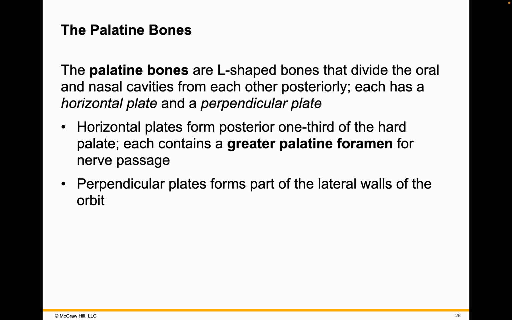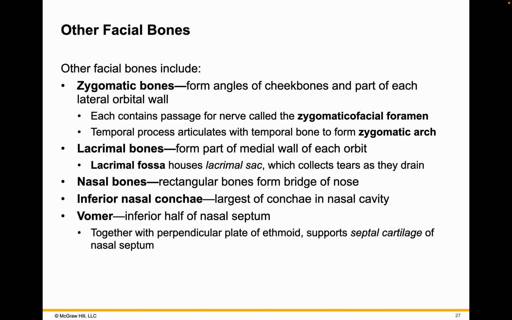The palatine bones are L-shaped bones that divide the oral and nasal cavities from each other posteriorly. Each has a horizontal plate and a perpendicular plate. The horizontal plates form the posterior 1/3 of the hard palate, and each contains a greater palatine foramen for nerve passages. The perpendicular plates form part of the lateral walls of the nasal cavity and orbits.